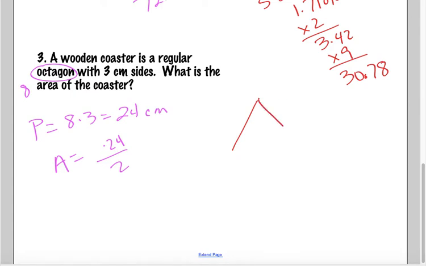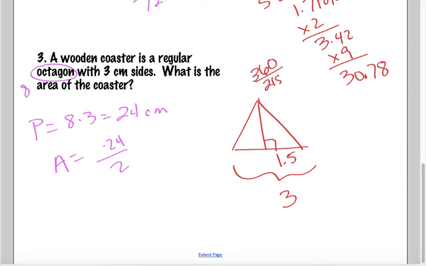So, got your triangle, got your apothem. They told us the side is 3, and that's the whole side. And that means that this part is 1.5. To get the angle, I'm going to do 360 divided by 2 times 8. That means that I'm doing 360 divided by 16. 22.5. So this top angle here is 22.5 for this part.